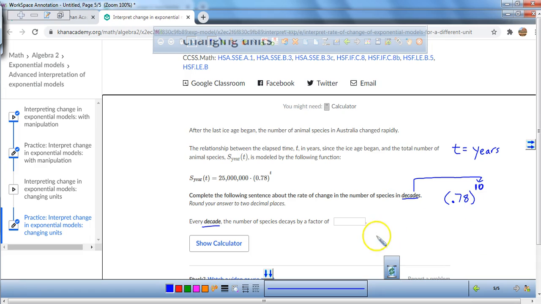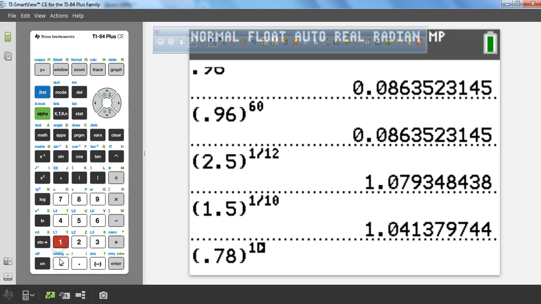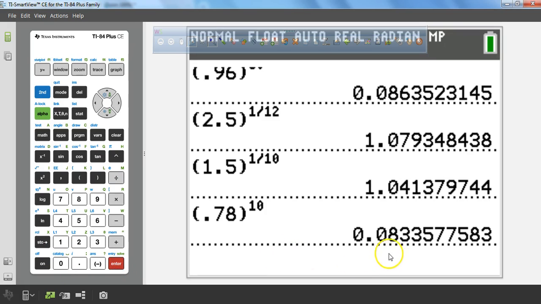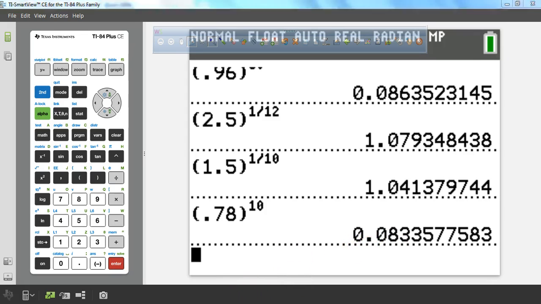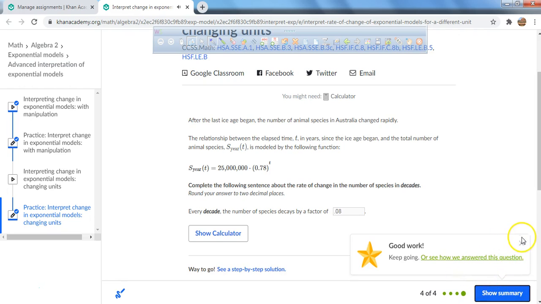So now I'm going to go over to my calculator. Type in parentheses. There's my decay factor per year, but we've got to raise it to the power of 10 because now we're going from years to decades. So every decade, wow, look at that decay factor right there, 0.08. That's what I'm going to write right there, 0.08. And that's it.